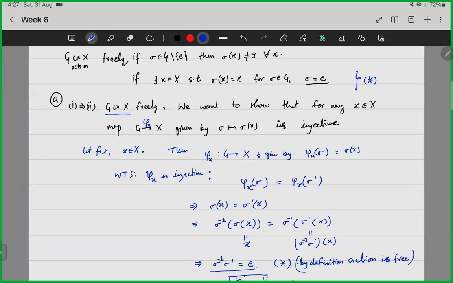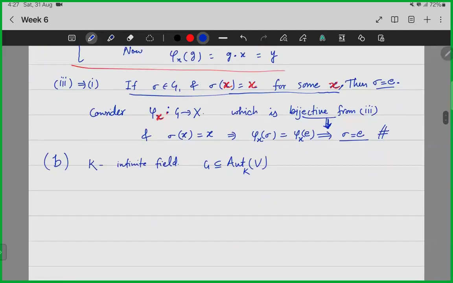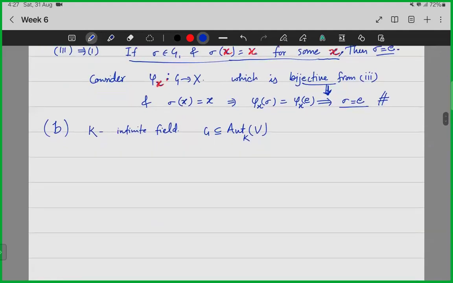Okay, so let's see how to do this. K is an infinite field and G is a subset of the automorphism group of V, where V is a finite-dimensional vector space over K. Then also the order of G is finite.